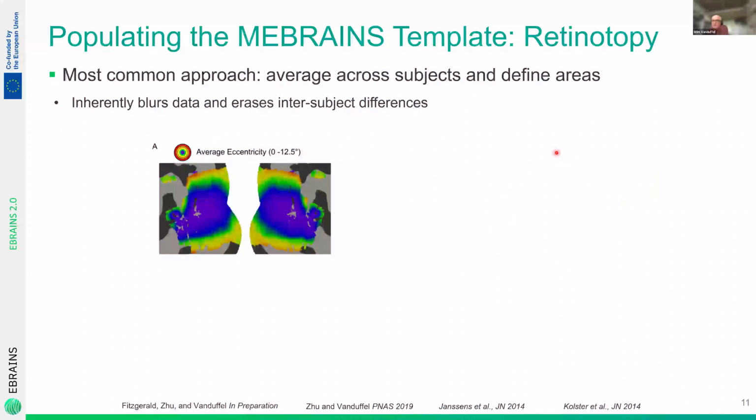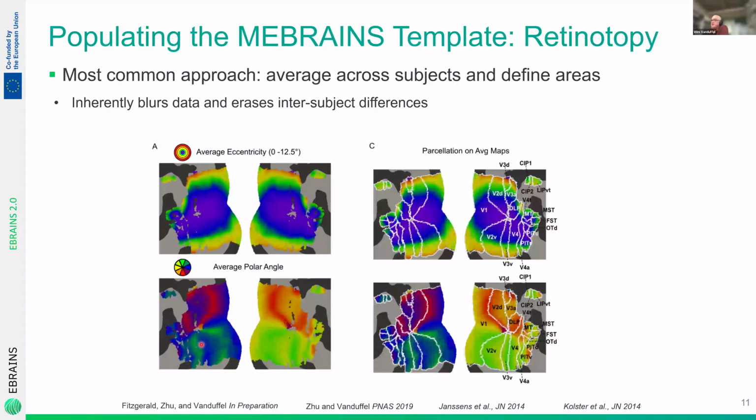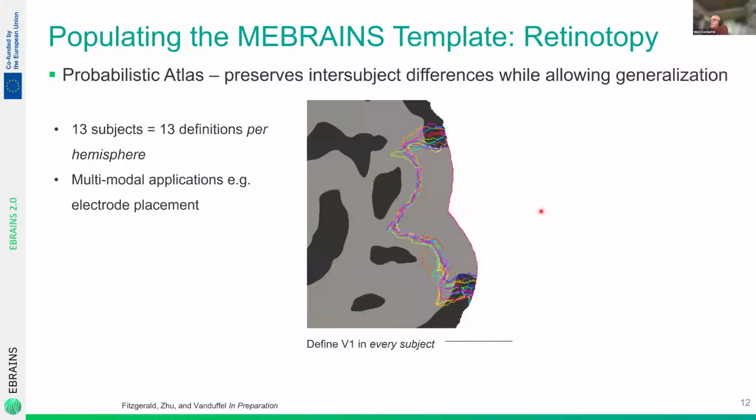Then you can average. That's sort of a poor man's solution. And you see this is the average of all the data that we get. And it becomes a bit blurry, obviously, because there is anatomical and functional variability between different animals. This is the average eccentricity map for the left hemisphere and the right hemisphere. In the average polar angle map, the transitions between horizontal and vertical meridian representations become a bit blurry simply because you're averaging. And then you can deduce the areal boundaries, which are indicated here in white. But this is already a good start, right? And we provide that also in MEBRAINS.